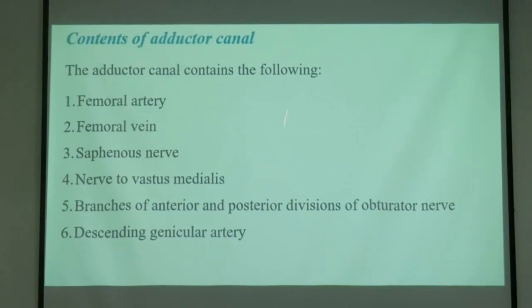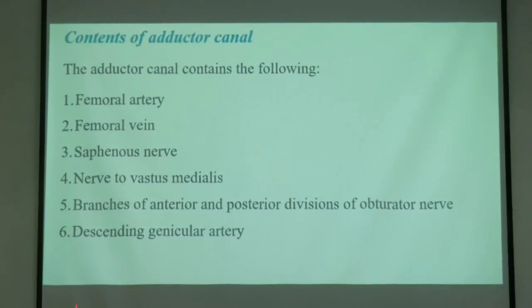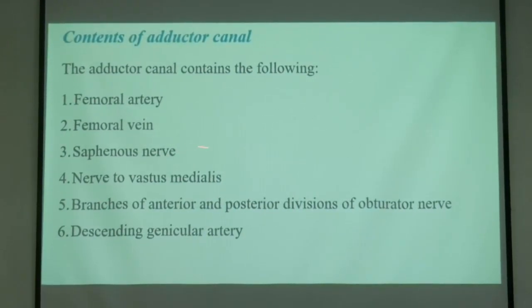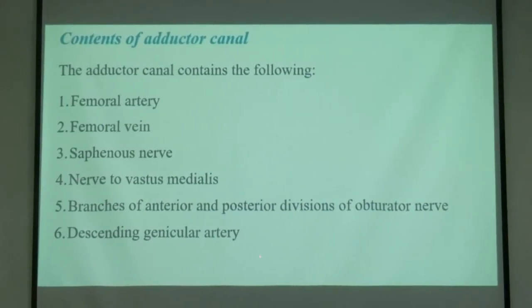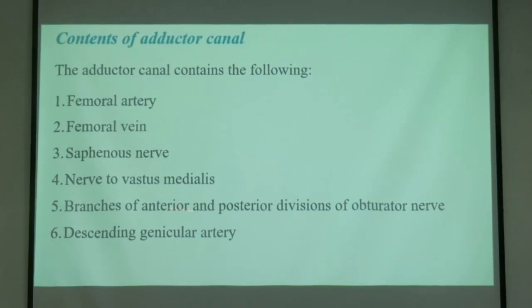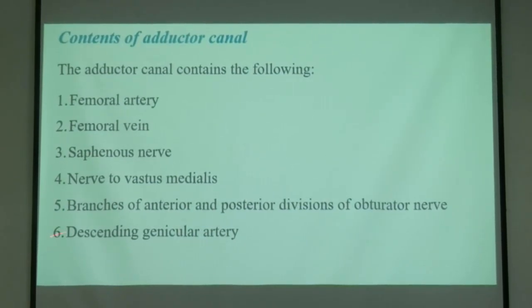Now these are the contents of the adductor canal. You have to see this: femoral artery, femoral vein, saphenous nerve, nerve to vastus medialis, branches of the anterior and posterior division of obturator nerve, and descending genicular artery. This is the last branch of the femoral artery. Okay.